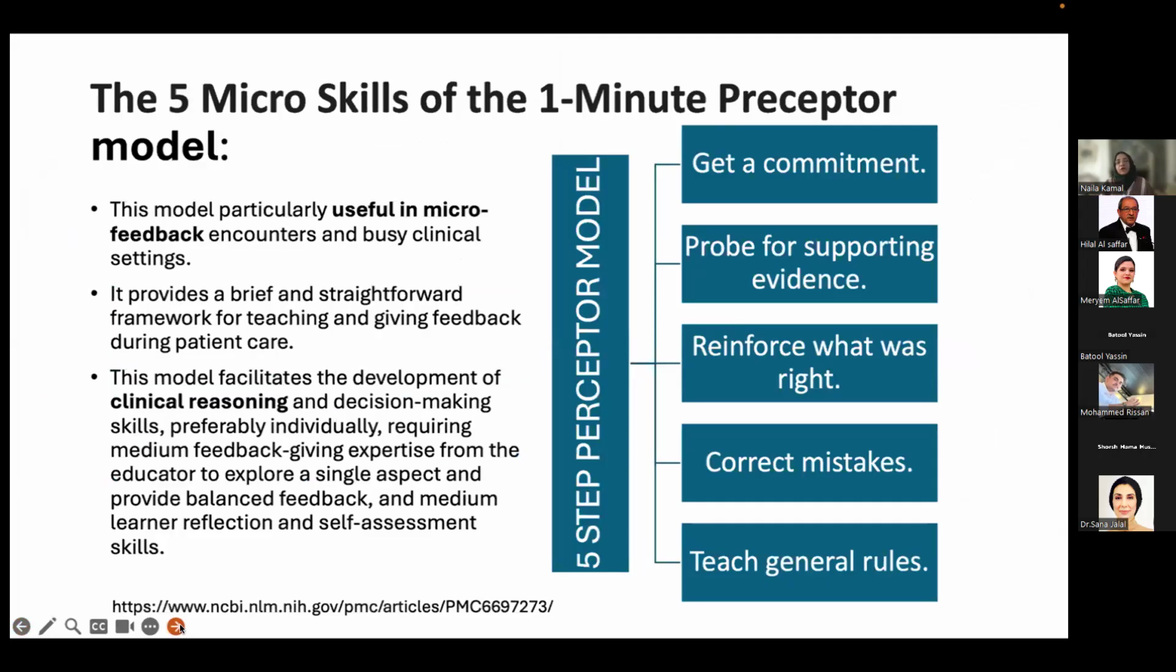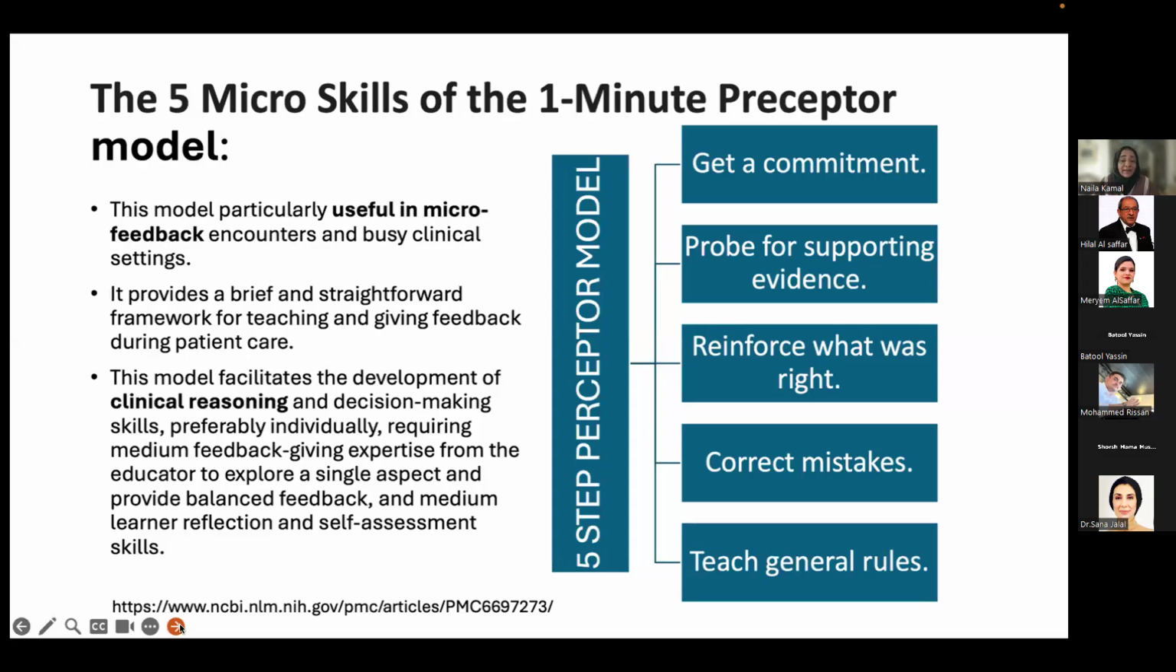So the next model, the 5 micro skills of the 1 minute preceptor model, or it is also known as the 5 steps model. What it basically consists of, you get a commitment. What they mean by that is that you ask a question and they commit to something. For example, you're at the bedside or you're in a clinic. So you'll say, what do you think is the diagnosis? And they'll say, I think this is endometriosis. I'm a gynecologist by background, so sorry, I'll be giving you many gynae related examples. So they may say this patient has got endometriosis.